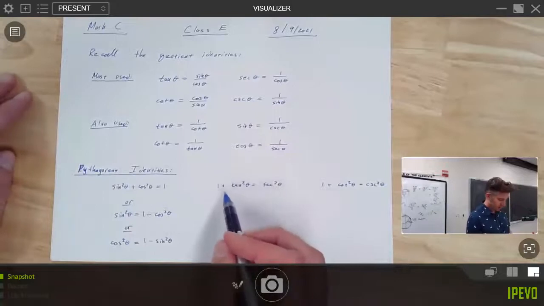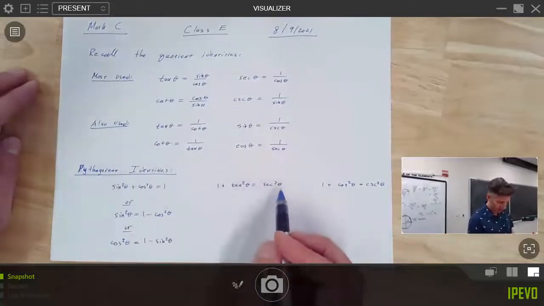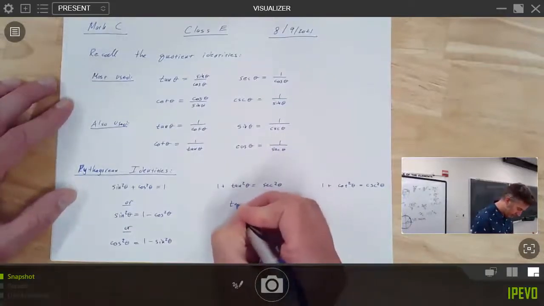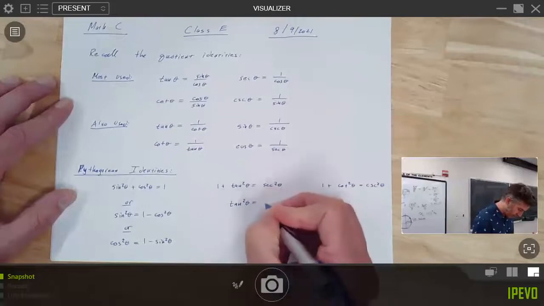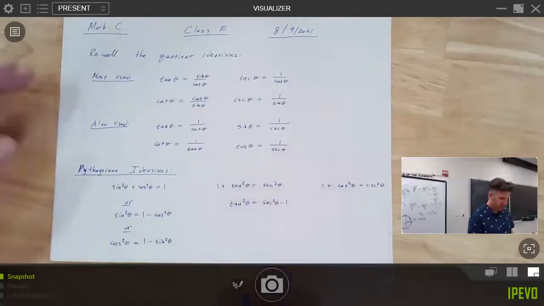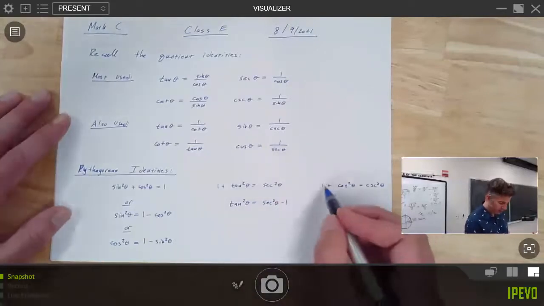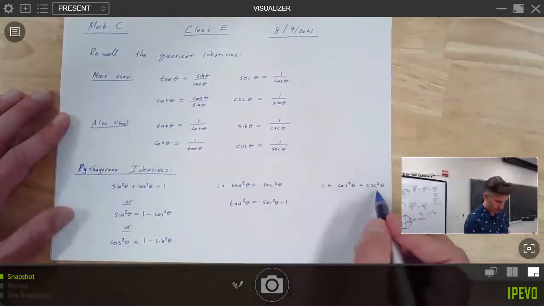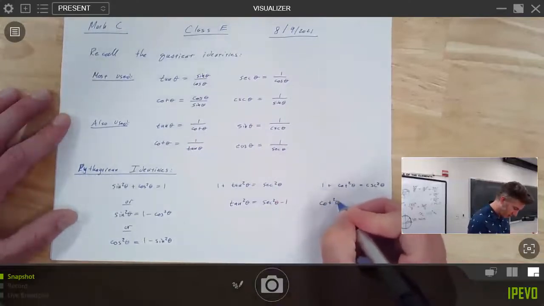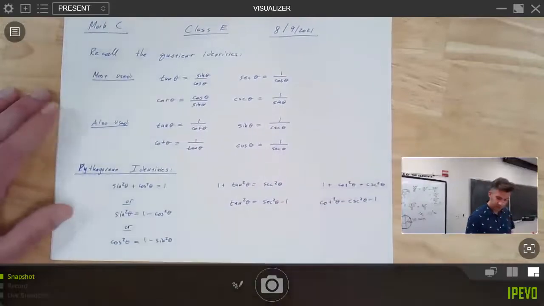Similarly, we have the others: 1 plus tangent squared theta equals secant squared theta. And sometimes it is useful to rewrite this as tangent squared theta equals secant squared theta minus 1. We almost never rewrite it any other way. In a similar vein, we have 1 plus cotangent squared theta equals cosecant squared theta, or sometimes it is useful to write cotangent squared theta equals cosecant squared theta minus 1.